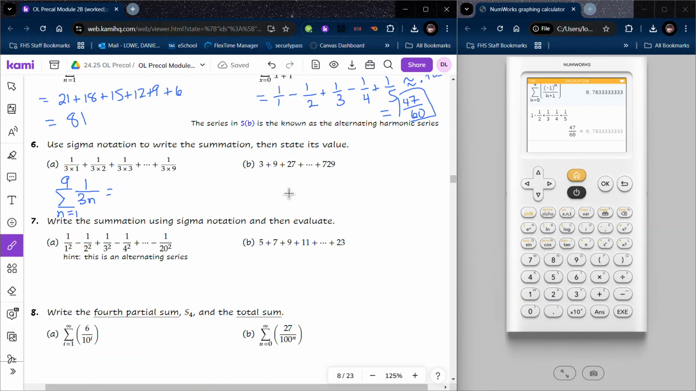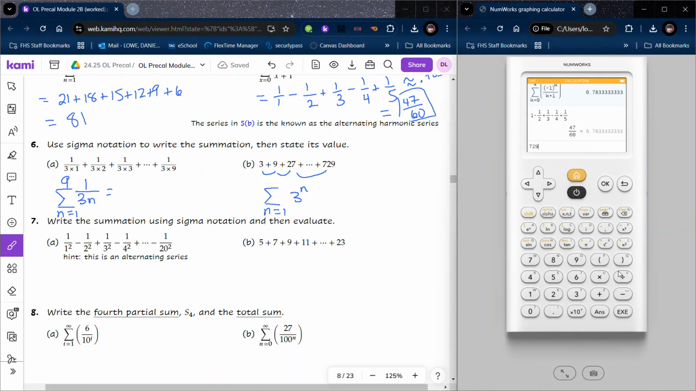For this one over here, what seems to be happening is that I'm multiplying by 3 each time. So that's going to be a summation, and I can say, from n equals 1, that's going to be 3 to the nth power. And I just need to figure out 729. What power is that of 3?